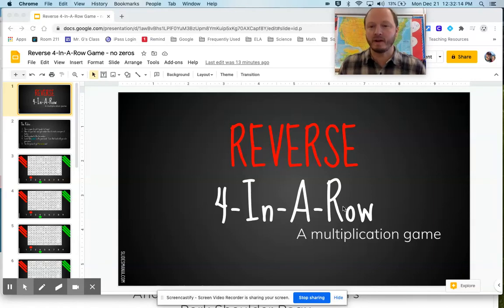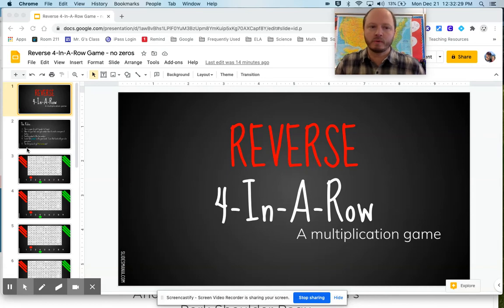Hi, boys and girls. Today I am sharing some instructions for a math game that is very similar to one we were already playing, but it's in reverse. It's called Reverse Four in a Row.